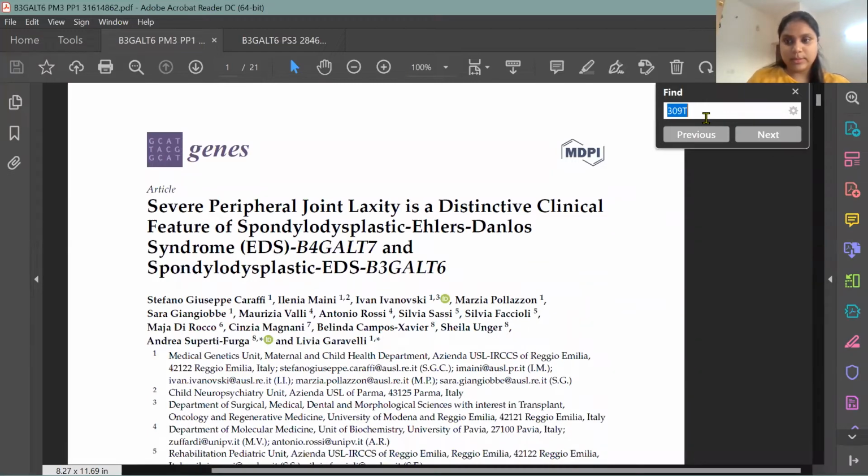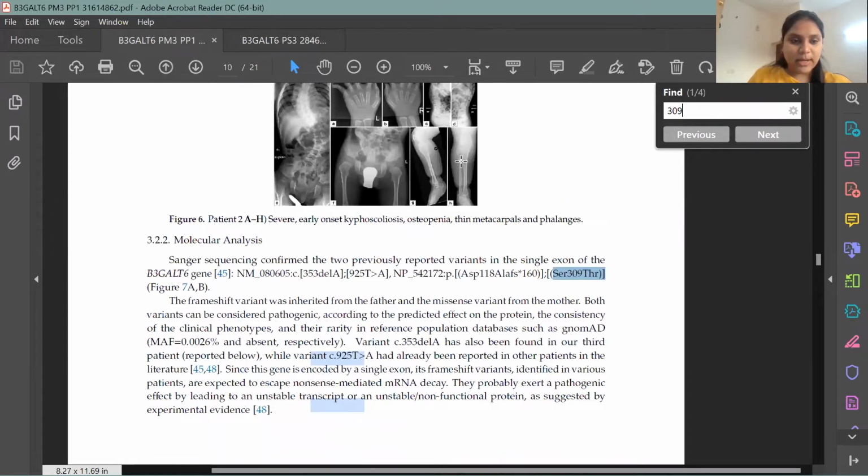Since we got this paper using the protein change, let's search using the protein change only, which is S309T. So I put in 309 in the find. And as you can see in the molecular analysis, they are saying that Sanger sequencing confirmed the two previously reported variants in the single exon of the B3GALT6 gene, which are namely this. So they are saying that they found our variant alongside a deletion variant, that is a frameshift variant.